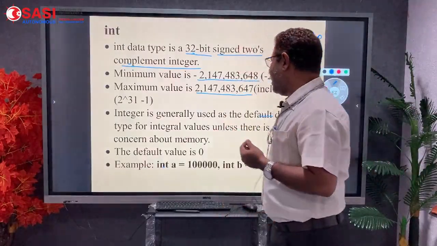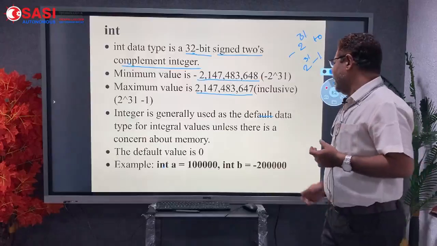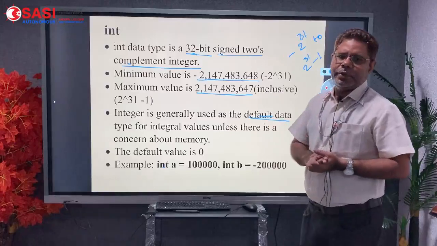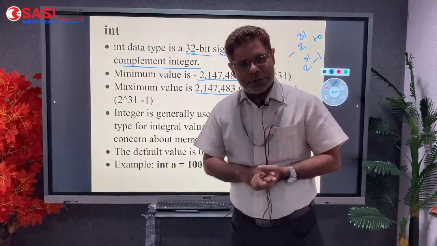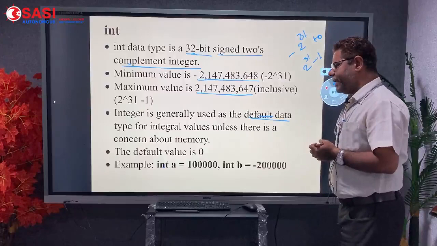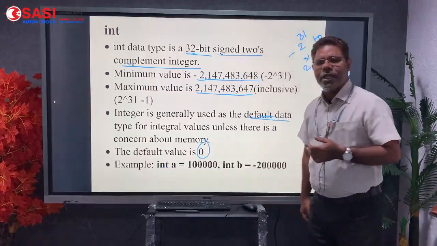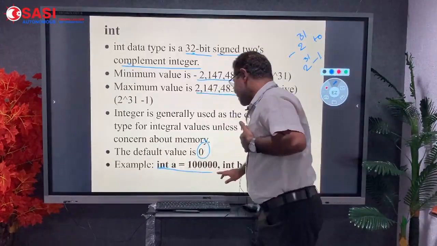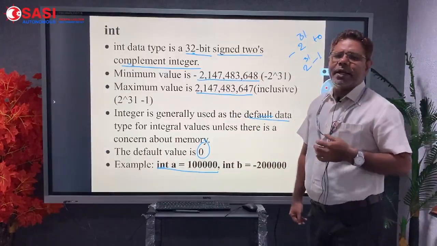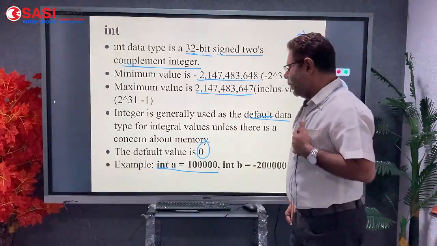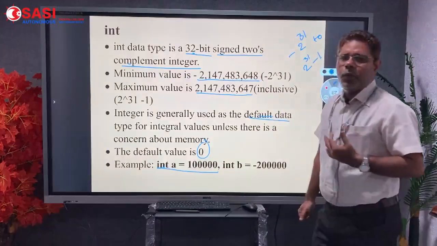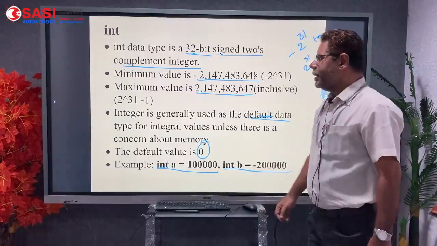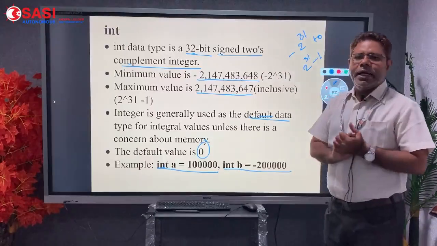Generally, we can use the integer data type as the default data type to store the integer values. The default value of the integer is 0. Consider an example, int a equal to 10,000. So a is the integer data type. In that a variable name, we can store the 1 lakh value. Similarly, int b equal to minus 20,000. So in this way, we can use the integer data type.